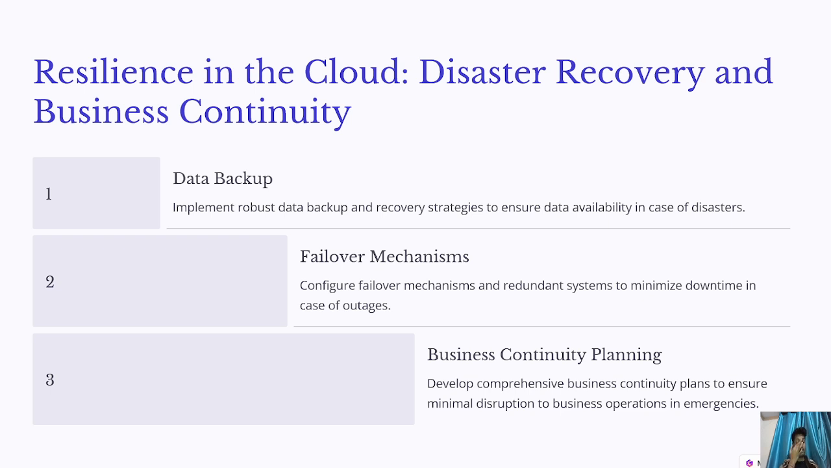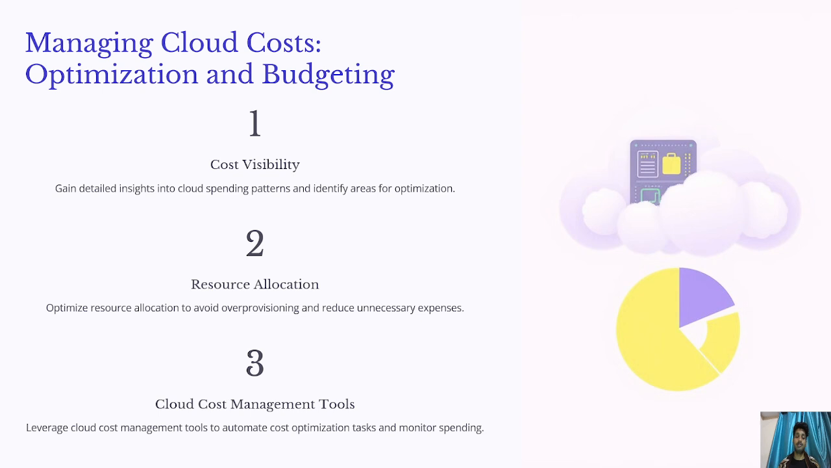Firstly is the data backup. Implement robust data backup and recovery strategies to ensure data availability in case of disasters. Next, we have failover mechanisms. Configure failover mechanisms and redundant systems to minimize downtime in case of outages. Business continuity planning. Develop comprehensive business continuity plans to ensure minimal disruption to business operations in emergencies.